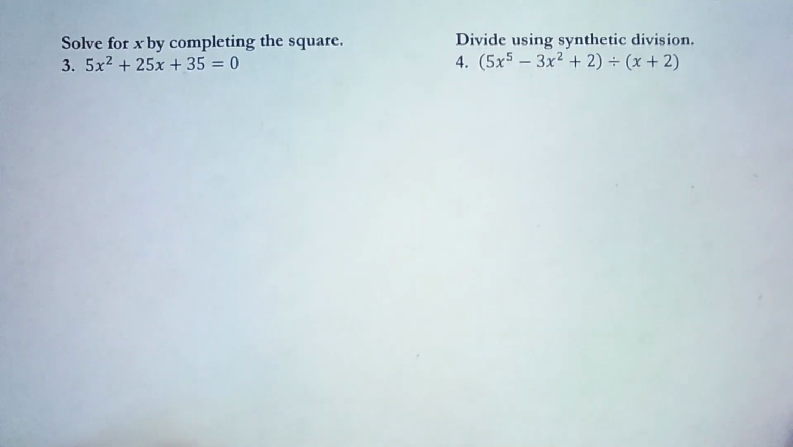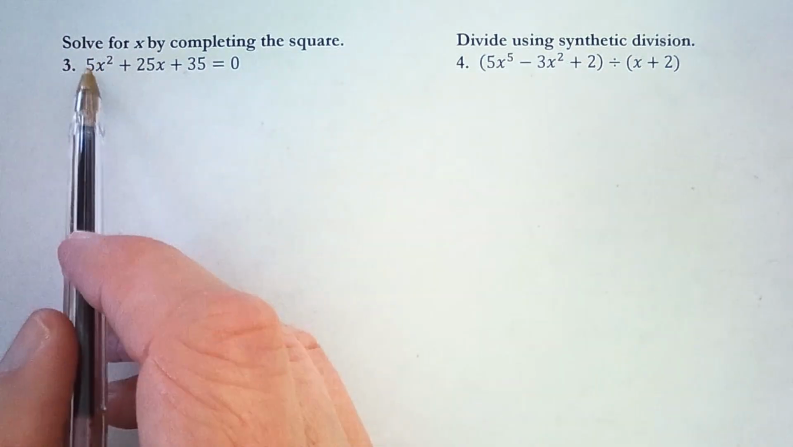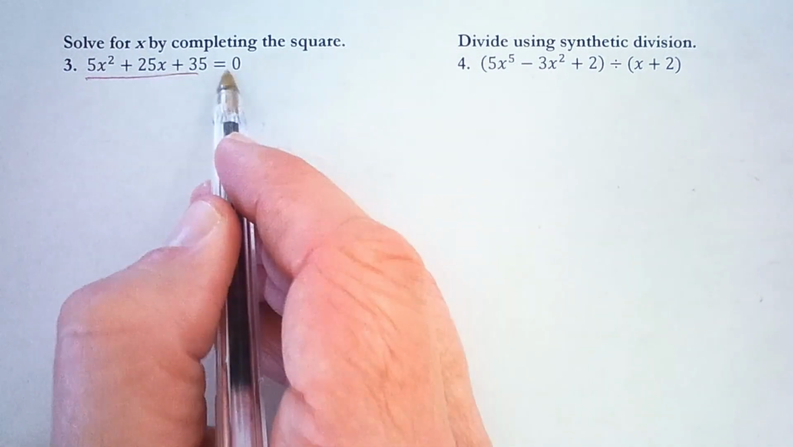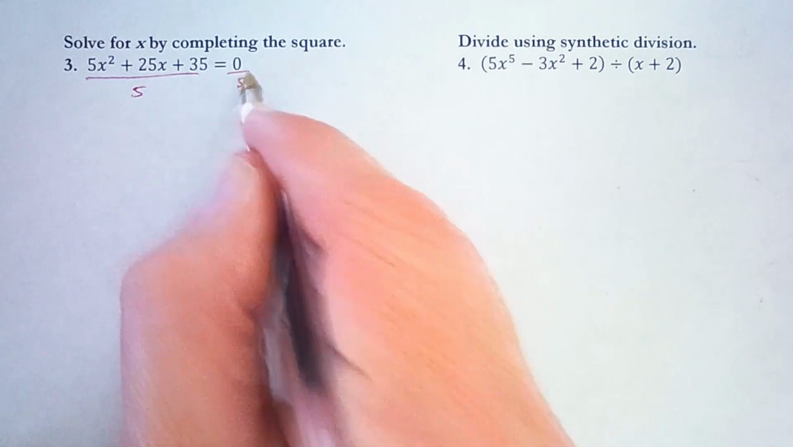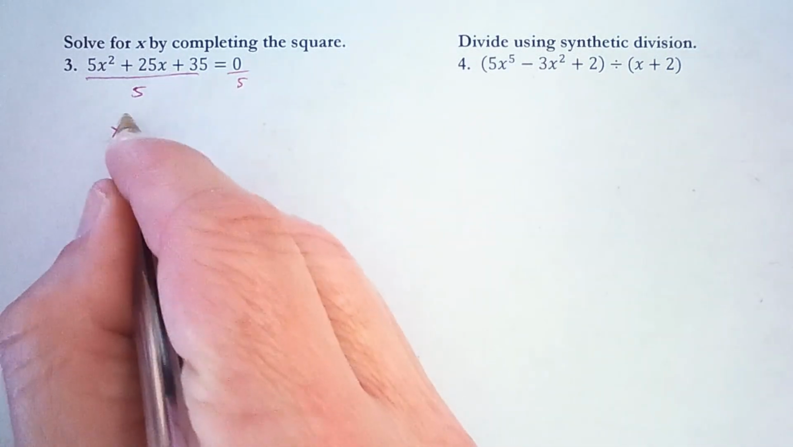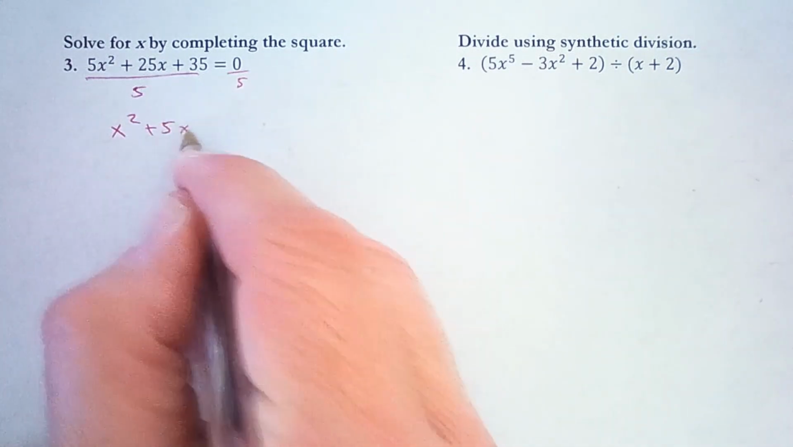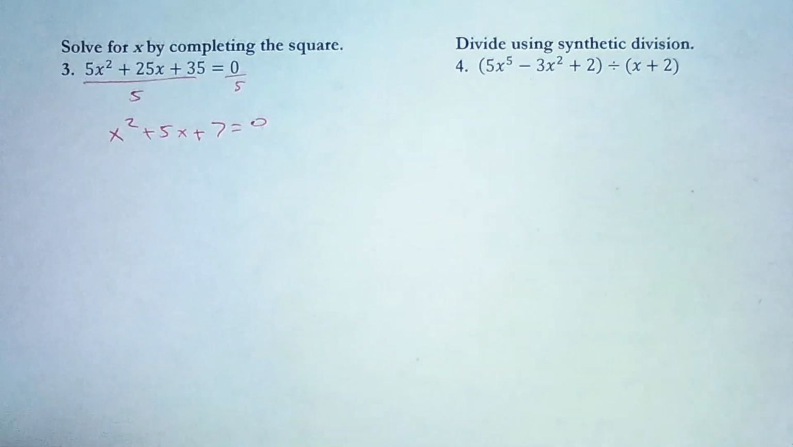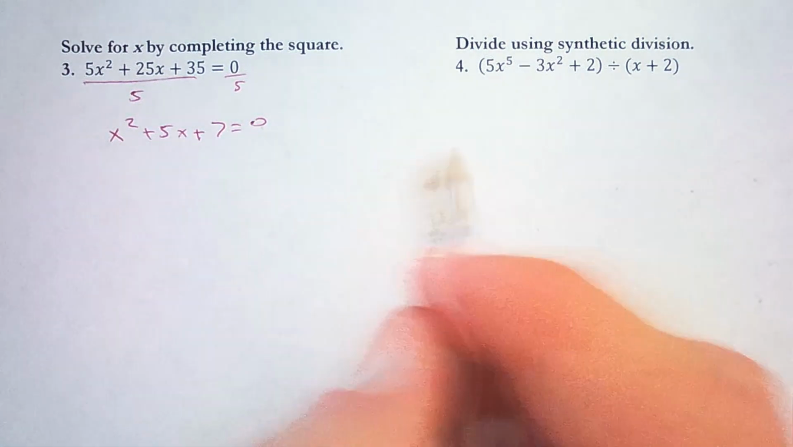Next up, we are going to solve by completing the square. When we complete the square, the first thing we have to deal with is this lead coefficient. If it's anything other than 1, we need to divide it out of both sides. So I'm dividing both sides by 5, and I get x squared plus 5x plus 7 equals 0. Okay, so now that the lead coefficient is 1, I can complete the square.